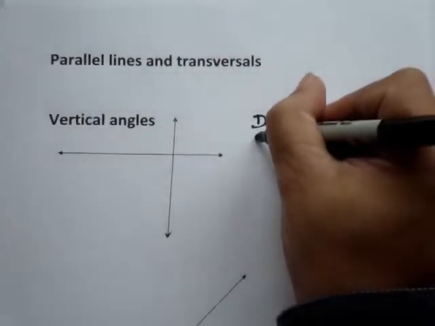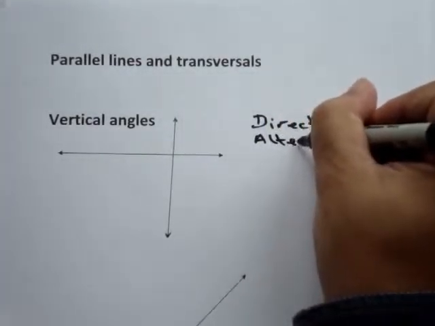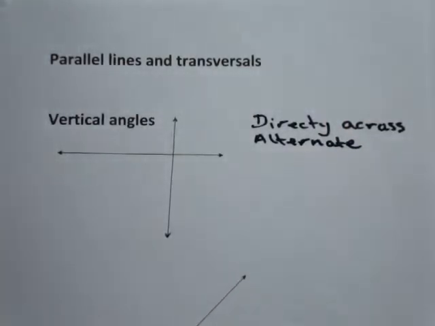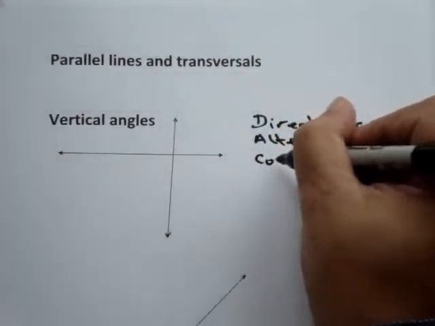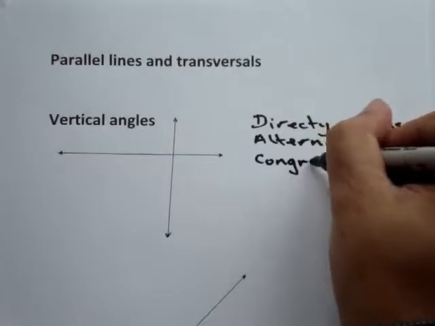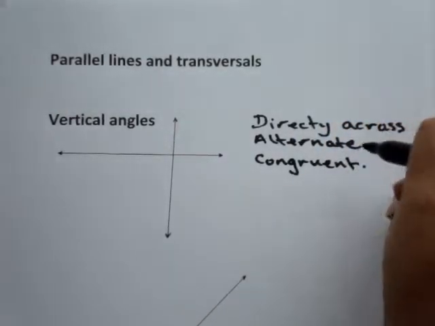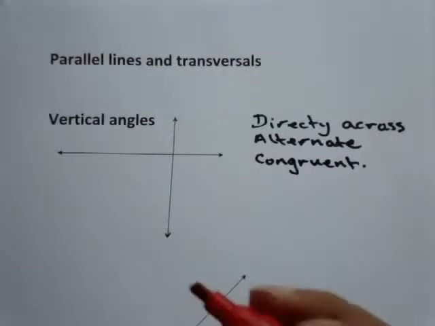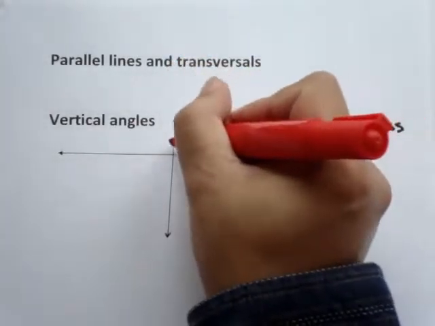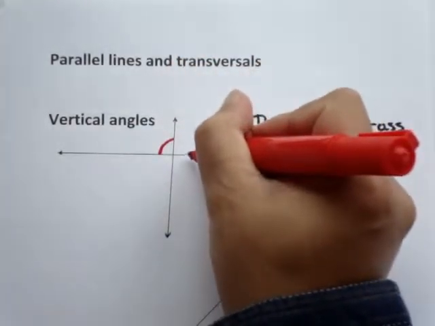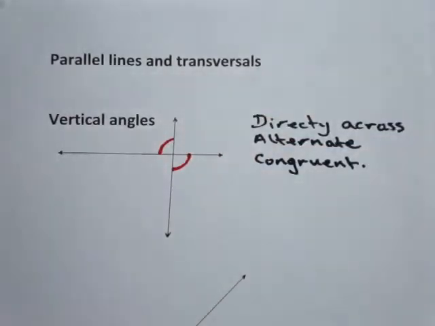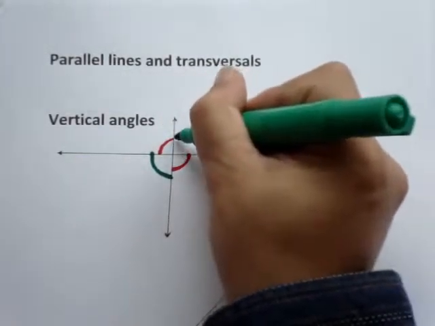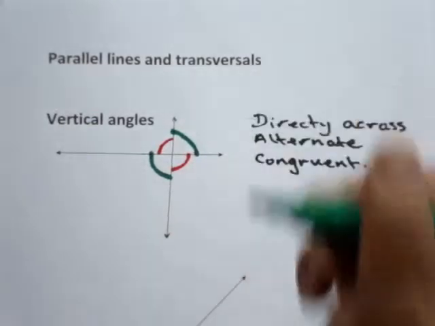And are alternate angles. And vertical angles are always congruent, which means they are the same. So in this example, if we have a look at vertical angles, we mean this angle here, this angle here. Those two are vertical angles. And then similarly, this angle here and this angle here. Those are vertical angles.